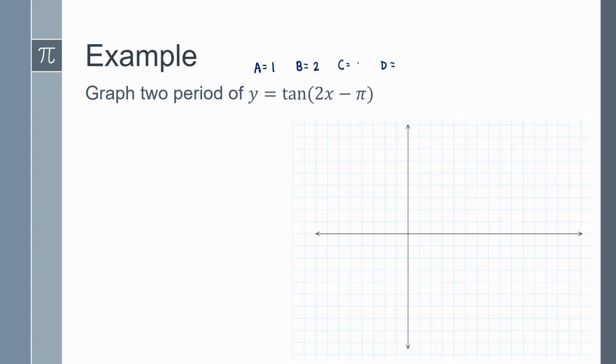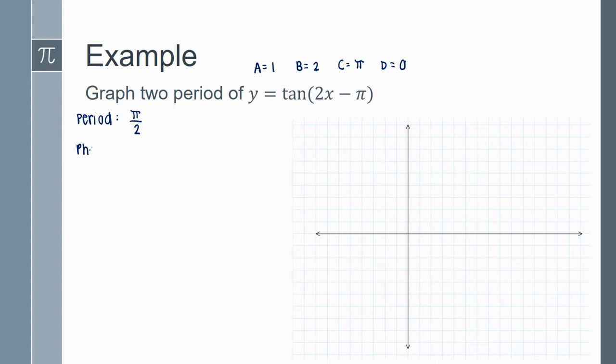We do have a C value. It's the opposite sign, so positive pi. And then I see nothing being added or subtracted, so our D value is 0. So then no amplitude here, but we do have a period. Remember, your period is always pi divided by the absolute value of b. So pi divided by 2, that's going to be my period.